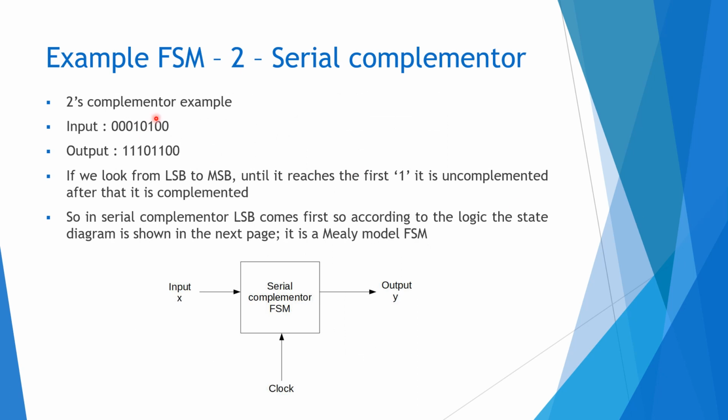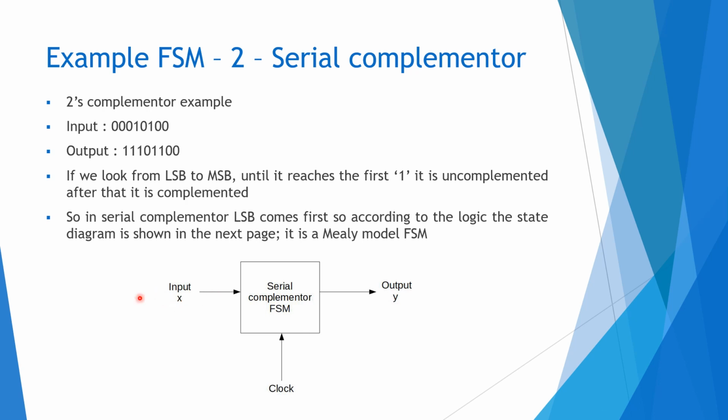So the next FSM is the serial complementer, a serial two's complementer FSM. Earlier you might have seen a combinational circuit which does a two's complement. But here we are using a serial complementer. This is the block diagram for that. At the input, a stream of bits comes. Suppose this is an 8-bit complementer.